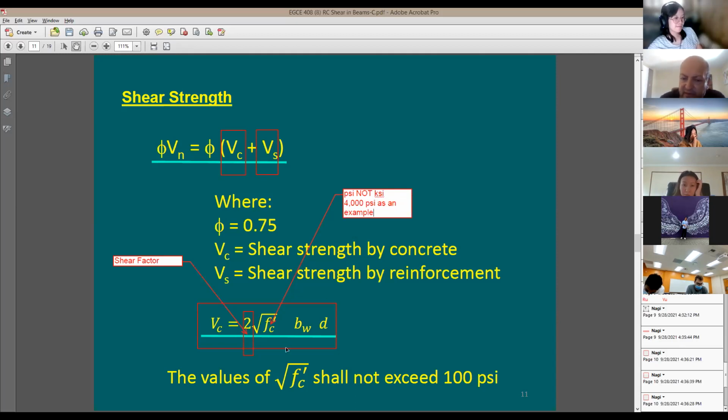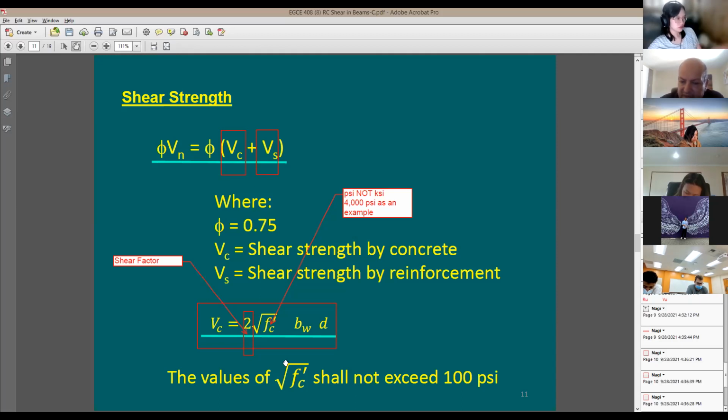BW is going to be the width of the web of the beam. So if you have a T section, you're going to be taking the web only. The slab is not contributing to the shear strength of the beam. And the depth is going to be the effective depth from the top compression to the tensile rebars. The equation is so simple. That's it. I mean, nothing more when it comes to concrete strength and shear.